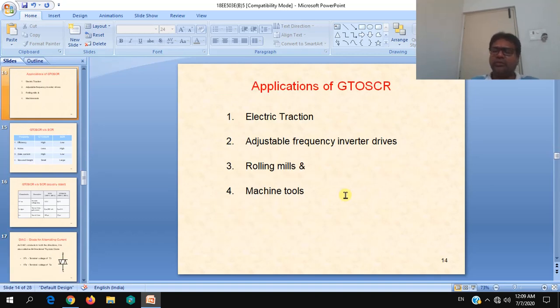And when it comes to the applications, obviously wherever high switching frequency is required and higher ratings are required, it can be used. Electric traction, adjustable frequency inverter drives, rolling mills and machine tools, and many more.